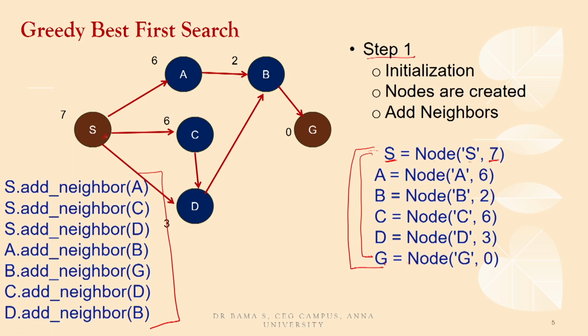Now, each of the nodes has neighbors. For S there are 3 neighbors A, C and D. So those 3 neighbors are added here, S dot add neighbor A, C and D. Similarly, for A the neighbor is B, for D the neighbor is B, and for B the neighbor is G. So the first step is adding all the nodes and adding all the neighbors.